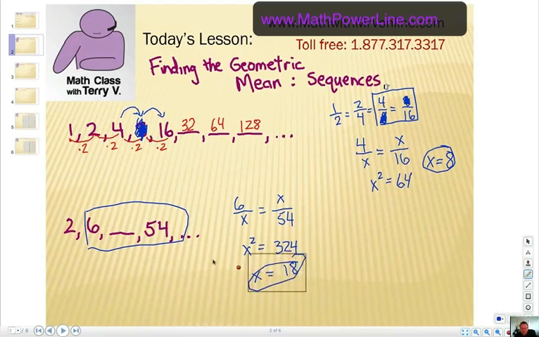Now when we put that in there, let's see if it makes sense. It does follow the pattern. 6 times 3 is 18. 18 times 3, you'll see, is 54. So to find a geometric mean between two other numbers, you're going to write a proportion, cross multiply, and solve. That's the basic idea. Now this has all kinds of applications in trigonometry and parts of triangles and other functions as you get into algebra, trig, and calculus ideas. So geometric mean. Hope that made sense.